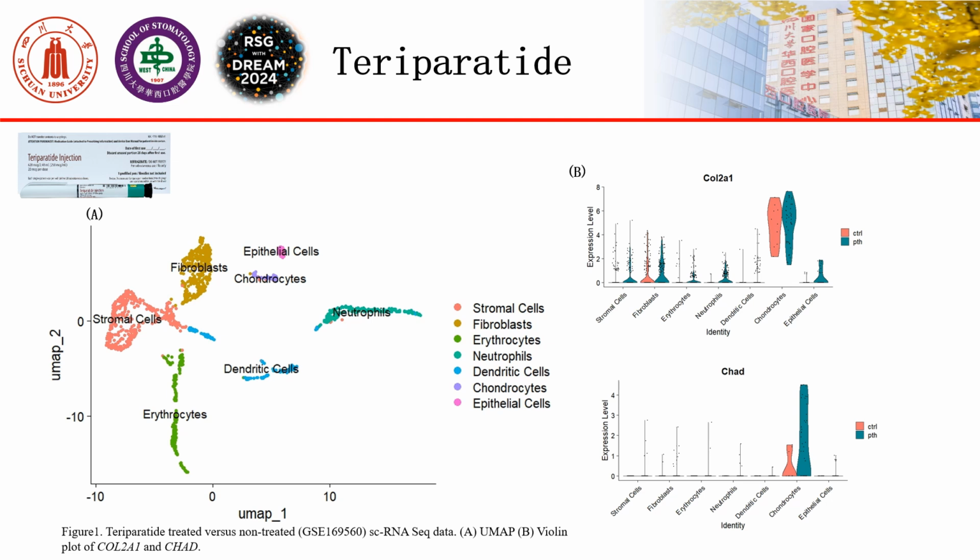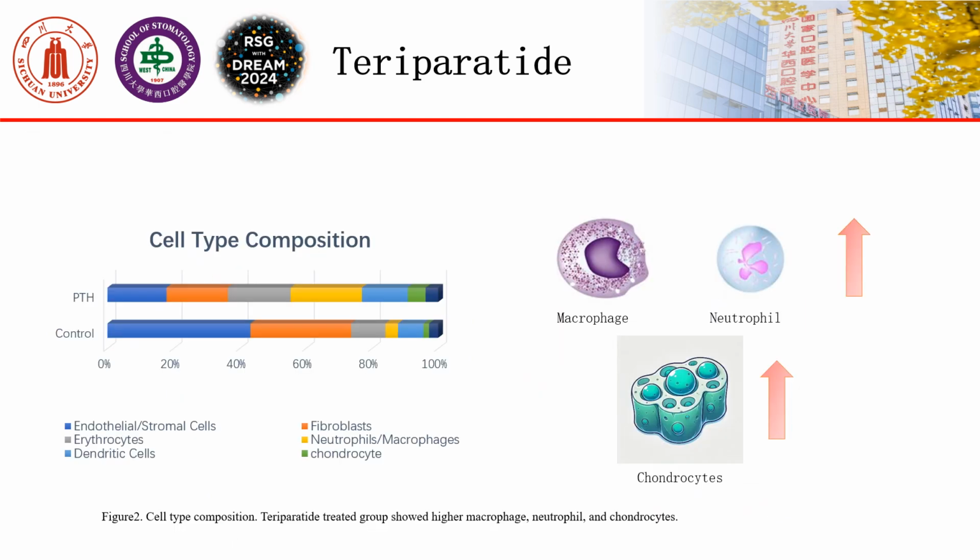In A, we can see a UMAP of the data. And in B, we can see that COL2A1 and CHAD expression levels are higher after teriparatide treatment. Afterward, we also analyzed the cell type composition, and we can see that the treated group shows higher macrophages, neutrophils, and chondrocytes, which contradicts the osteoporosis patient data we obtained before.